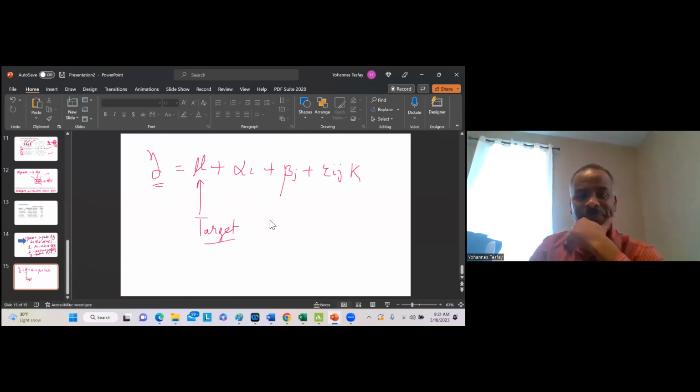So this is what I call it: alpha i is the effect of the operator, and this is part to part. This is all what we feed.